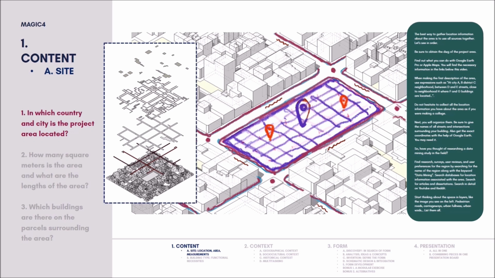Start thinking about the space in layers, like the image you see on the left. Pedestrian roads, carriageways, urban fullness, urban voids. List them all.